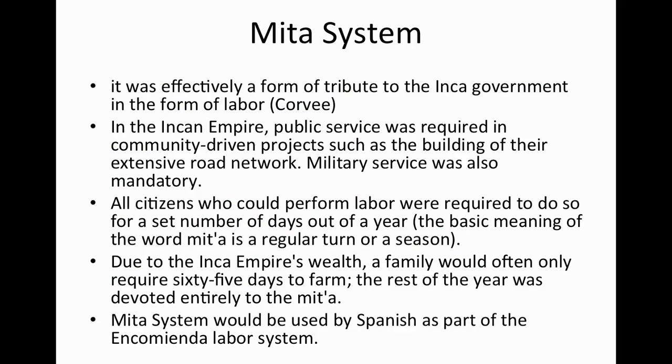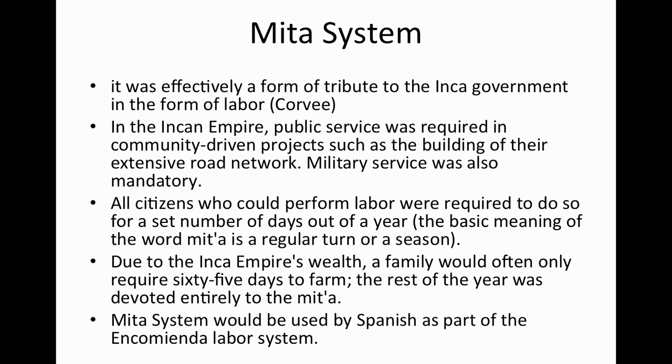So the mita system, very important. It's kind of like corvée labor, if we go back to Unit 2, a form of tribute, but it would be contributing in the form of labor. Public service was also required in the building of the roads, so they built the Inca roads, and they had to perform military service. You had to work a certain number of days.